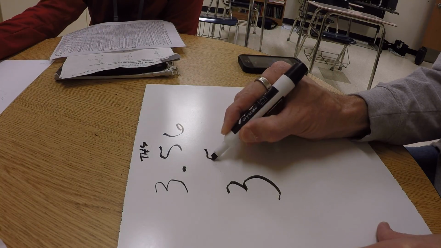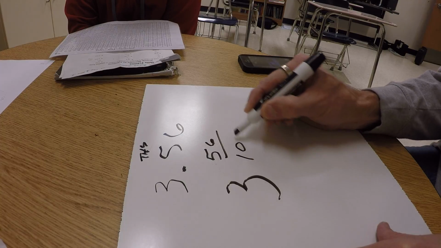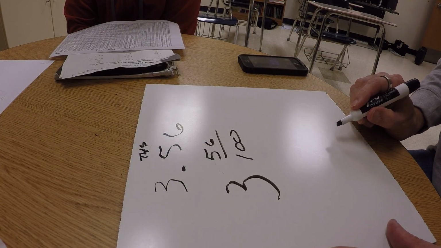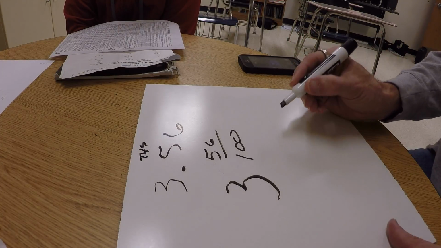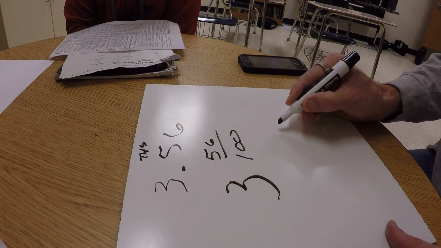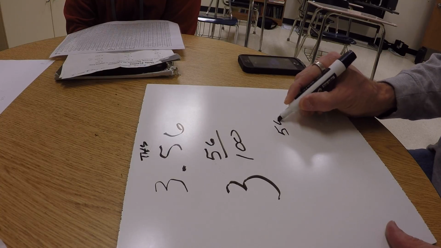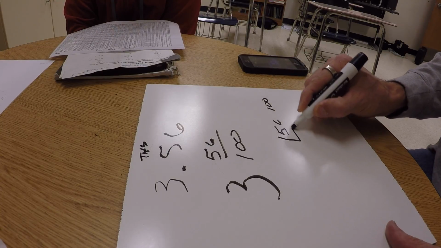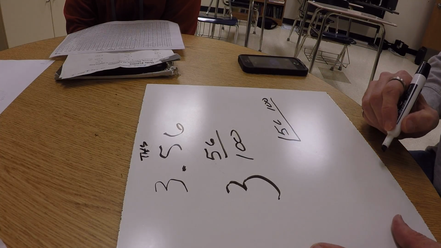So here we go, 56 over 100. Now, we're not finished, right? Because that's not in the simplest form. What we've been doing is using the ladder method. If you go to one of my other videos, you'll see how to do this ladder method, but I'll try to explain it here.